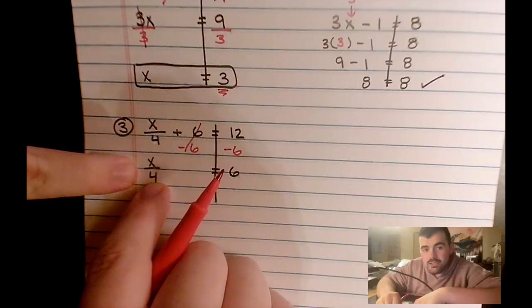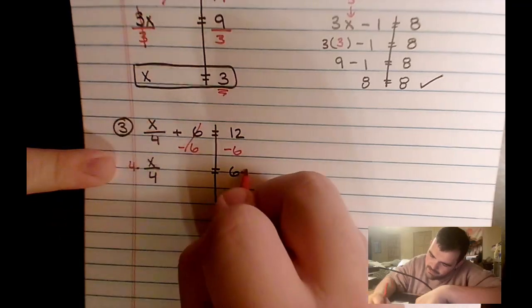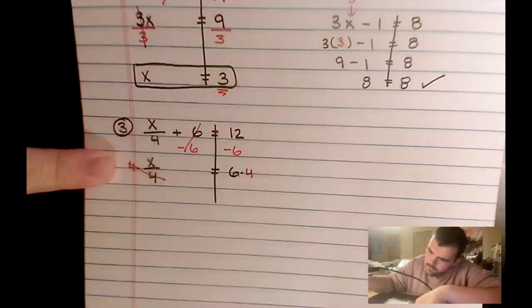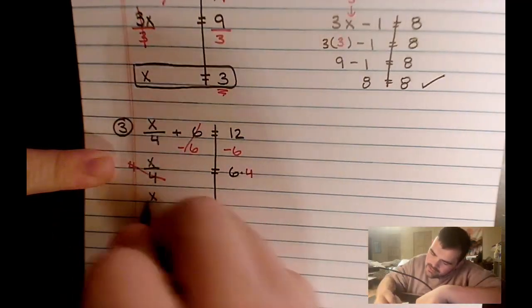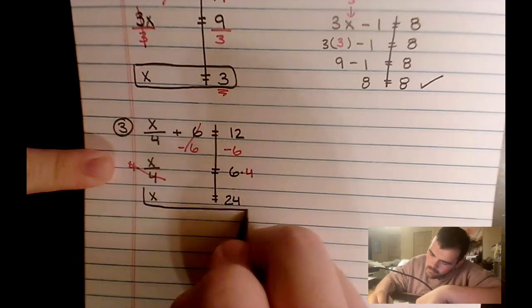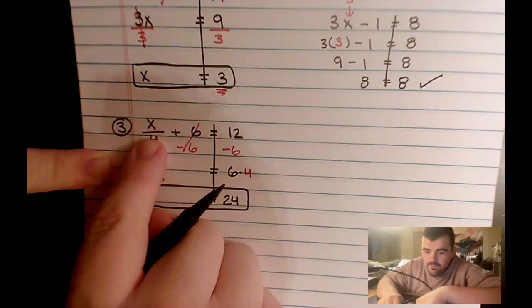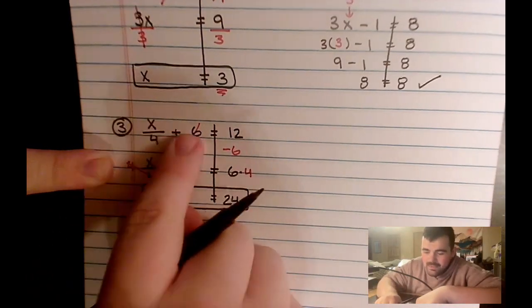12 minus 6 is 6. Then, to undo this division, to undo x divided by 4, just multiply both sides by 4. We get x equals 24. You can plug it back in. 24 divided by 4 is 6, and 6 plus 6 is 12.